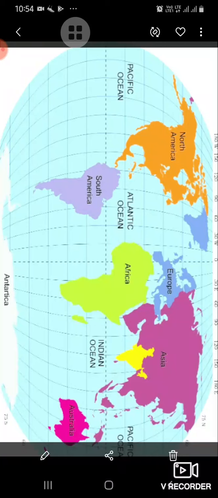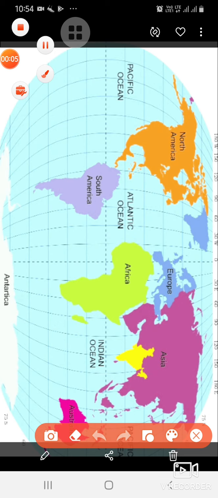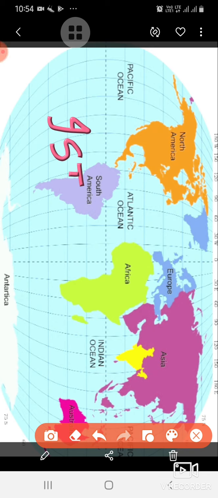Good morning everyone. Today I am going to tell you about the difference between Indian Standard Time, that is IST, and Greenwich Mean Time, that is GMT.